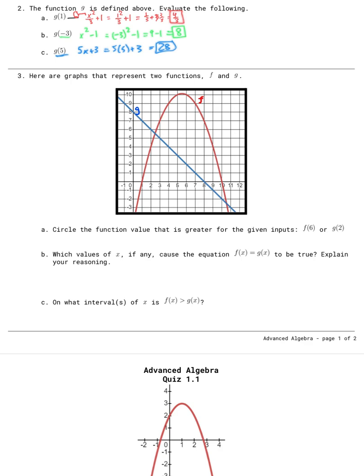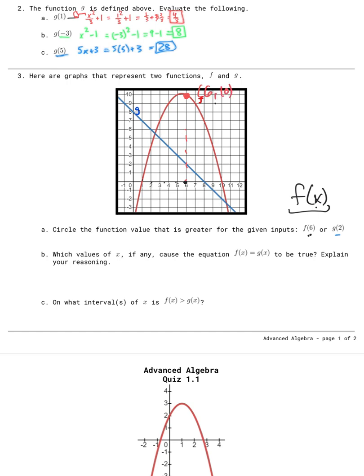So we've got 2 functions, f in red, g in blue, and which value is greater given their input? Remember, f of x: x is the input, and f of x is the output. So when the input is 6 for the function f, x is 1, 2, 3, 4, 5, 6, the output, or the y value, for f is all the way up here at 10. So when you plug in 6 for f, you get 10.